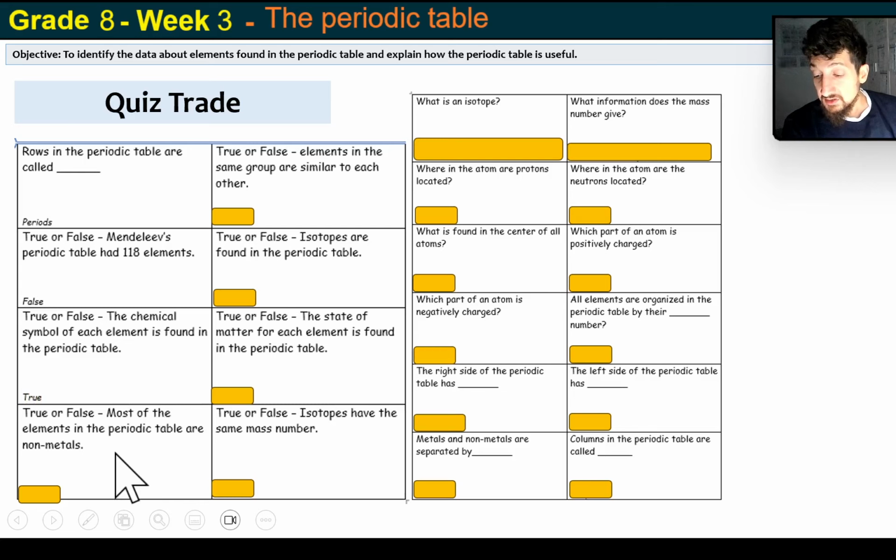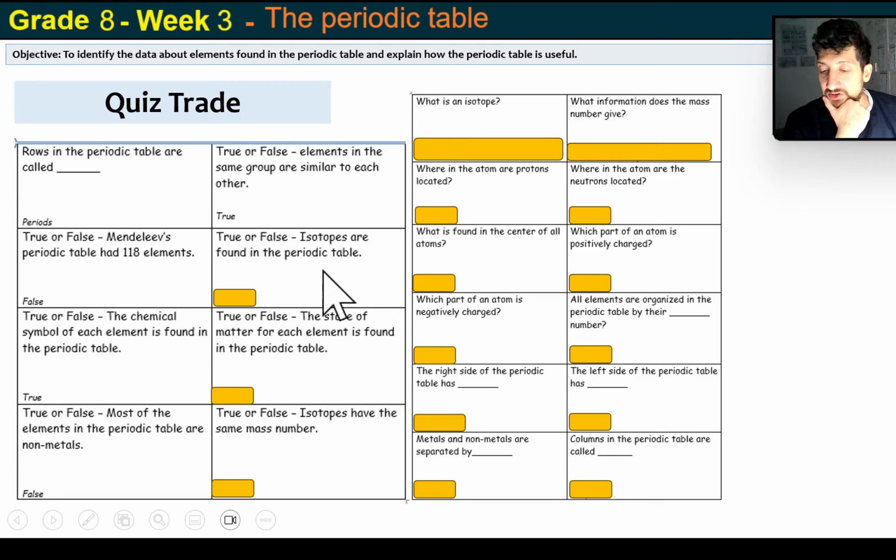True or false? Most of the elements in the periodic table are non-metals. So what I want you to do is pause the video and answer it yourself before I reveal the answer. Most of the elements in the periodic table are non-metals. That is false. Most of the elements in the periodic table are metals. That is the big portion on the left. True or false? Elements in the same group are similar to each other. Yes, it's true.